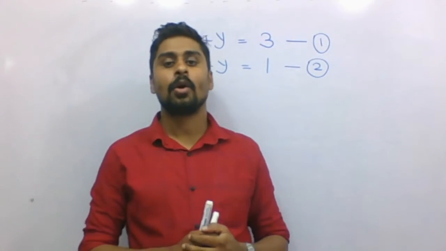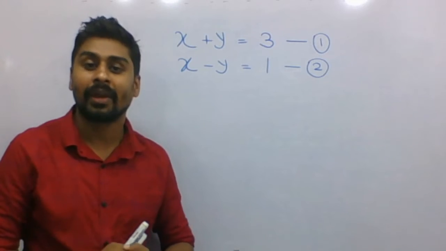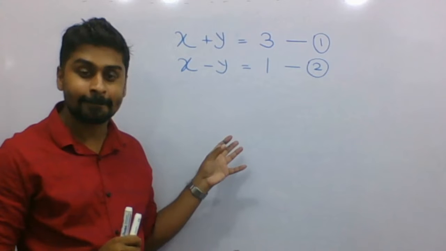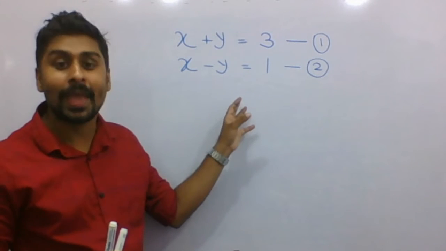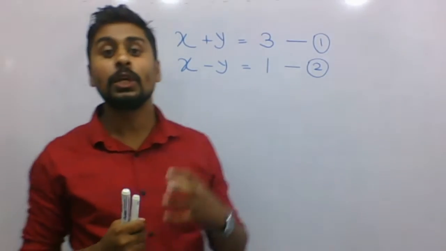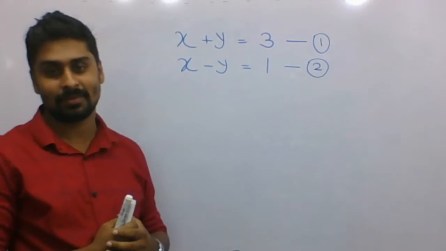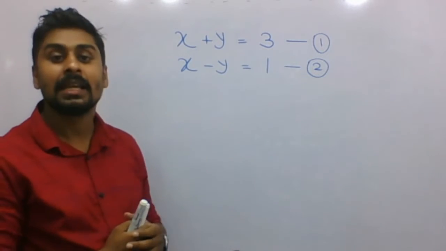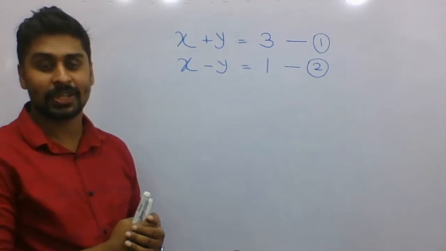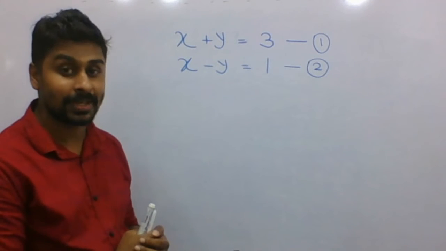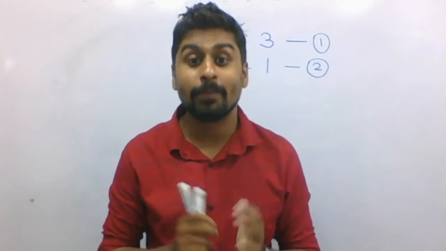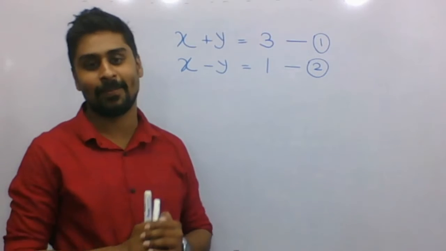Now again open the bracket and write inside it. To remove x we have to do subtraction, because in both the equations the coefficient sign is the same.